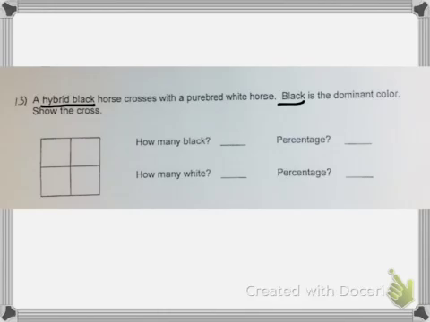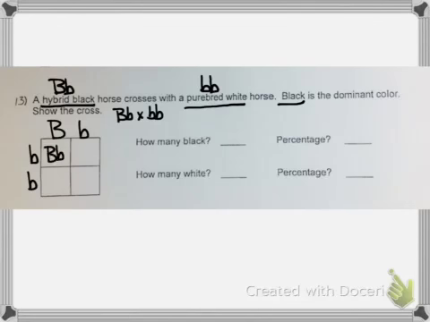Again, they want us to show the cross. So if black is dominant and we have a hybrid black horse, that means we have, I'm using B's, capital B and lowercase b. And for our purebred white horse, that would be purebred recessive, it would be 2 lowercase b's. So here's the 2 parents and our Punnett square.